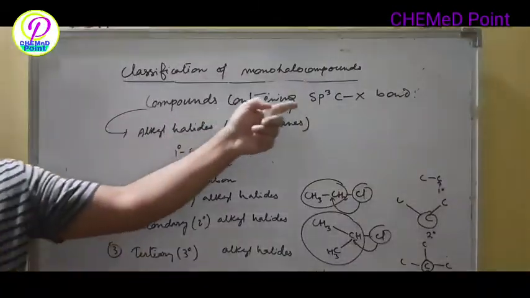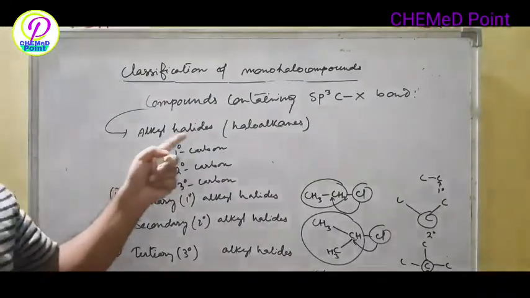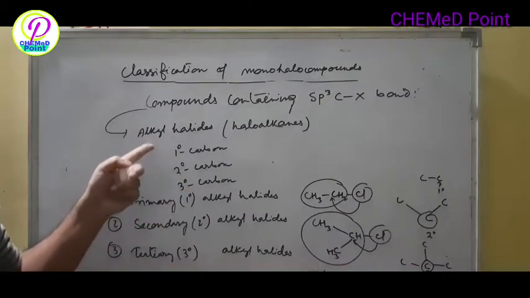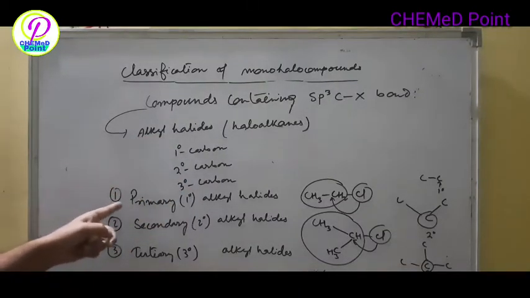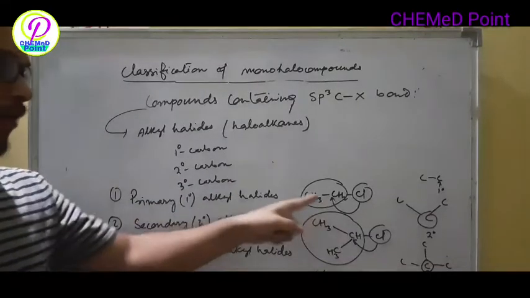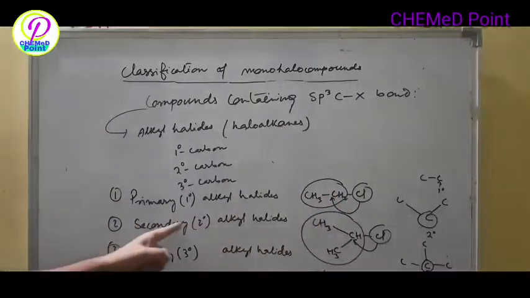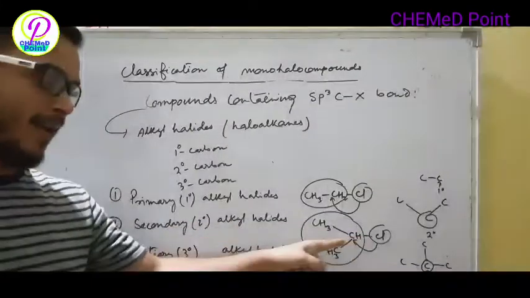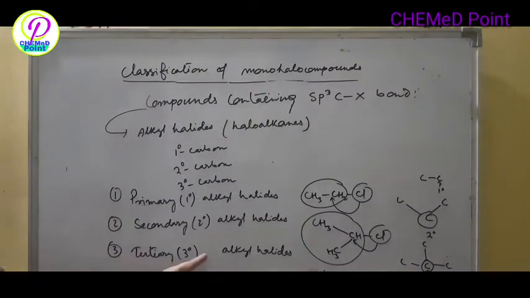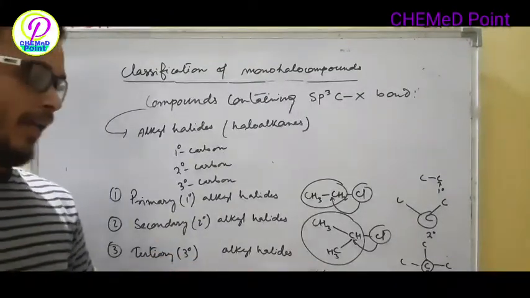Among the compounds containing an sp3 carbon-halogen bond, the first class is alkyl halides, and we know that on the basis of the types of carbon atoms present, alkyl halides are primary or 1-degree alkyl halides. In primary alkyl halides, the halogen atom is attached to the primary carbon of the alkyl group. In secondary or 2-degree alkyl halides, the halogen atom is attached to the 2-degree carbon. And in tertiary or 3-degree alkyl halides, the halogen atom is attached to the 3-degree carbon.